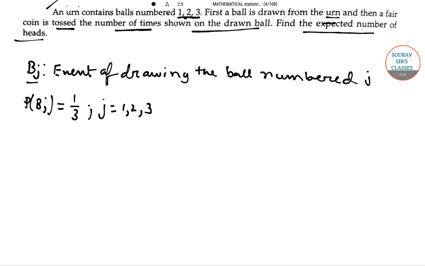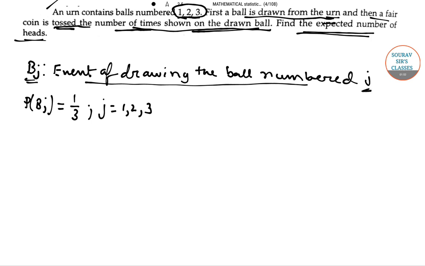So the urn contains balls numbered 1, 2, 3. So there are three possible ways. First, the ball is drawn from the urn and then a fair coin is tossed the number of times shown on the drawn ball. So Bj is the event of drawing the ball numbered j. Say a ball is drawn and the number shown is j. The fair coin is tossed the number of times shown on the drawn ball.